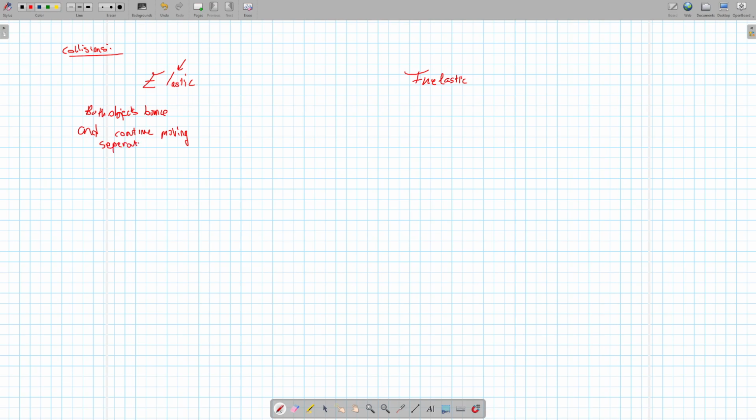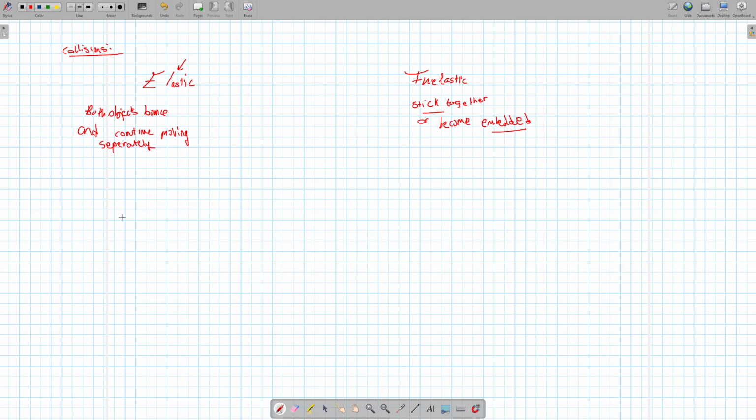However, for an inelastic collision, they're gonna collide and they either stick together or become embedded. Okay, so these are all keywords: stick together and embedded.